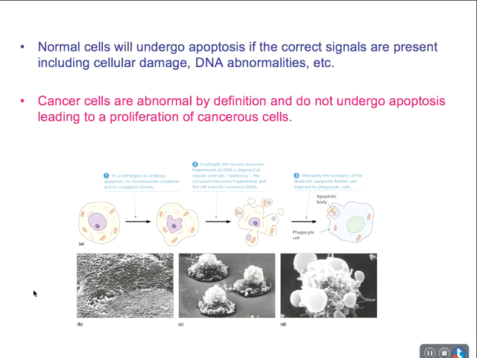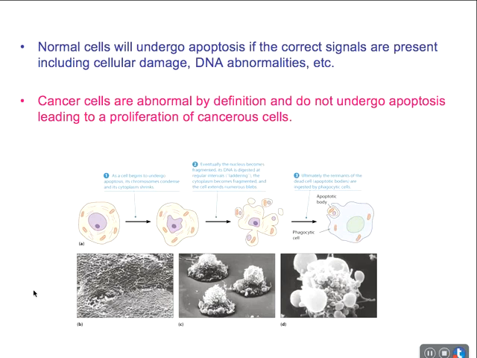All right. So if we do a little comparison here, again, back to the whole blue being normal cells, pink being cancer cells, normal cells will undergo apoptosis only if the correct signals are present, including cellular damage through the cytochrome C pathway in P53 here, DNA abnormalities, if they get the receptor signal from an outside source, etc. Cancer cells are abnormal by definition and do not undergo apoptosis, leading to proliferation of cancer cells. Cancer cells will not go through apoptosis, even when they have significant DNA damage. In some cases, even when they get the death ligand, they do not go through apoptosis. So they are resistant to this process. And we'll talk about a couple of ways they can do that next, being resistant to this whole process.